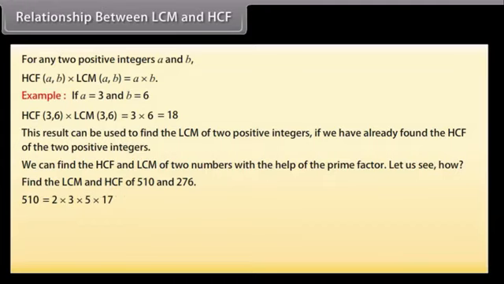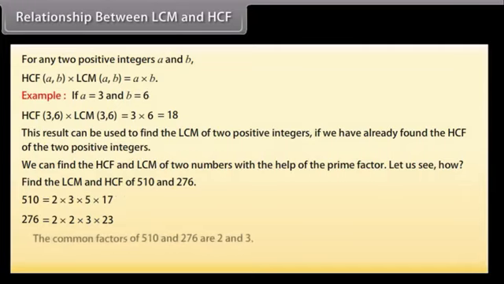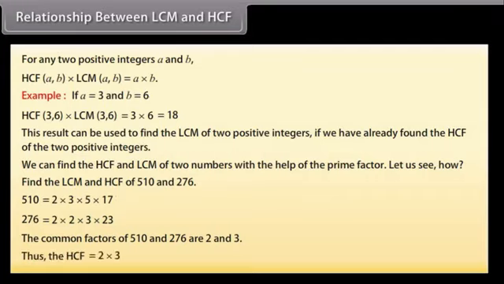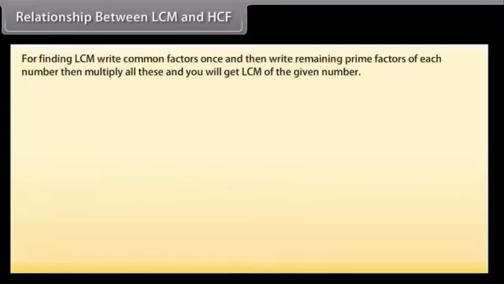510 is equal to 2 × 3 × 5 × 17. 276 is equal to 2 × 2 × 3 × 23. The common factors of 510 and 276 are 2 and 3. Thus, the HCF is equal to 2 × 3. For finding LCM, write common factors once, and then write remaining prime factors of each number. Then multiply all these, and you will get the LCM of the given numbers.